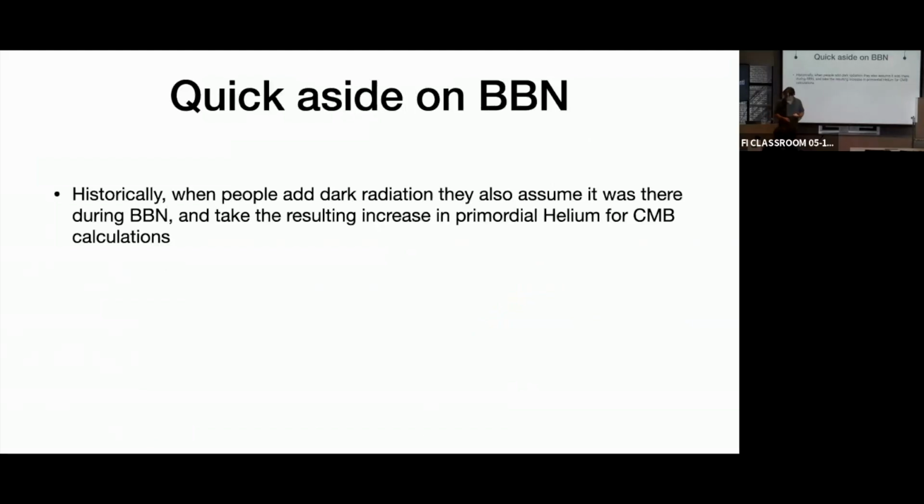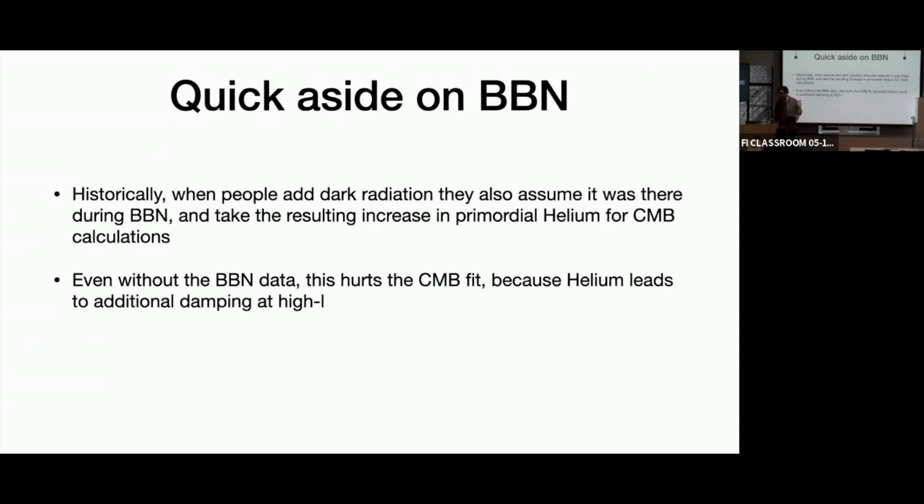So a quick comment on BBN is that when people include additional radiation in these models, they usually assume that radiation was always there. And then as the universe proceeded, that changed the amount of helium. And so you get two effects on your CMB. You get an effect because you have additional radiation, but you also get an effect because you're assuming you made additional helium at early times. So there are two factors at play here that really should be separated, and I think it's important people separate them.